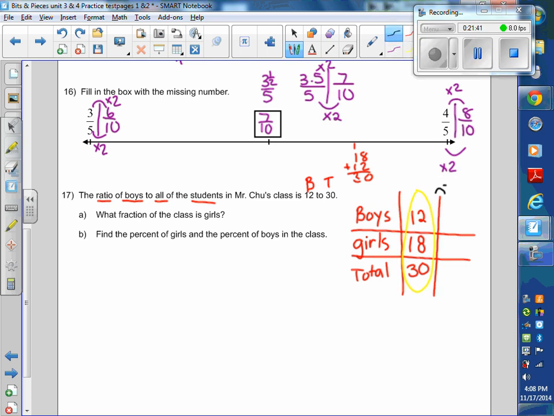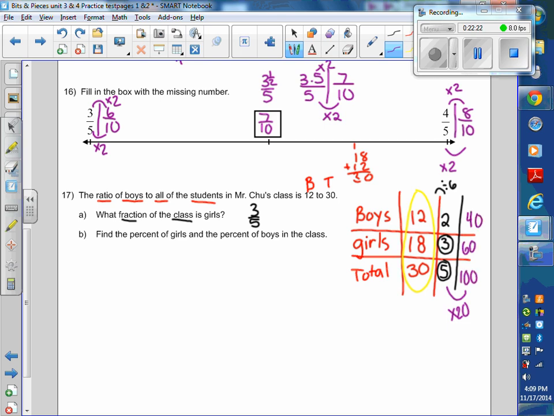All three of these numbers have 6 in common. So 12 divided by 6 is 2. 18 divided by 6 is 3. 30 divided by 6 is 5. That allows me to get the most reduced fraction. So the fraction of the class that's girls would be 3/5. And then the percent, we have to build that number up to 100. So multiply by 20, and you get 100, 60, and 40.